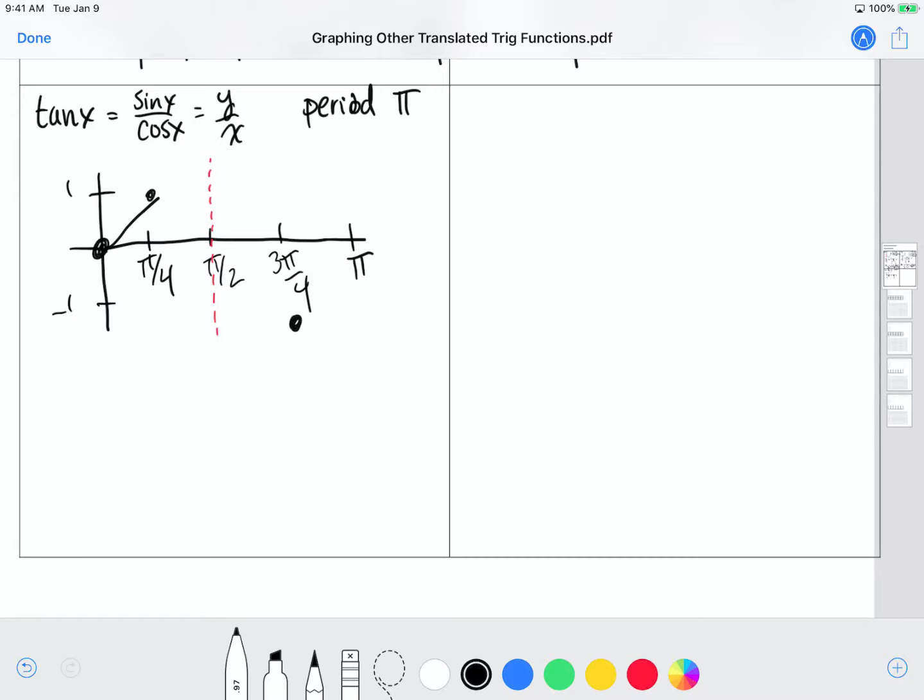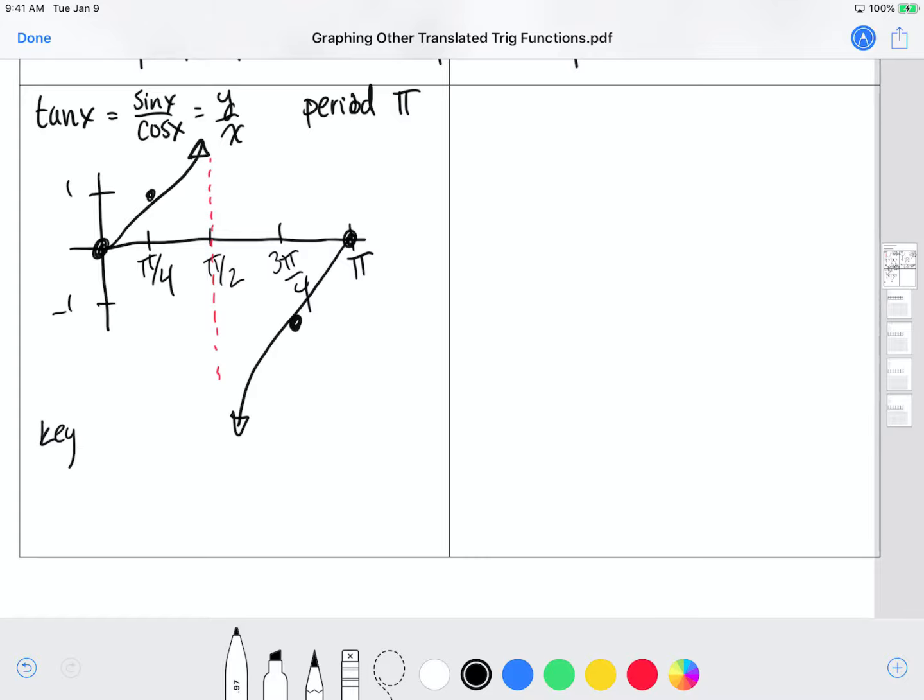I'm going to come up like this and go to positive infinity on the left side of pi over 2. And then on the right side of pi over 2, I'm going to come down to negative infinity. And then at pi, I end up back up at 0. So this is one cycle of tangent.